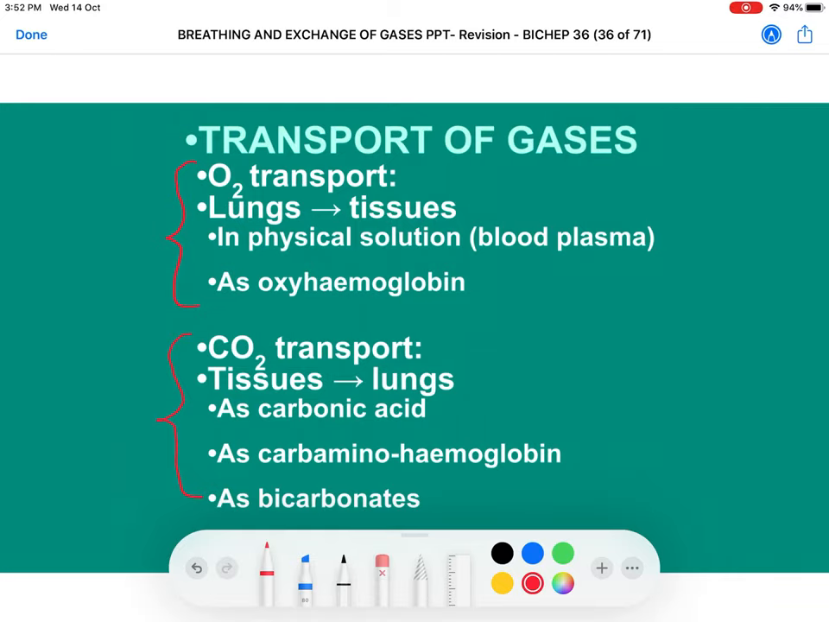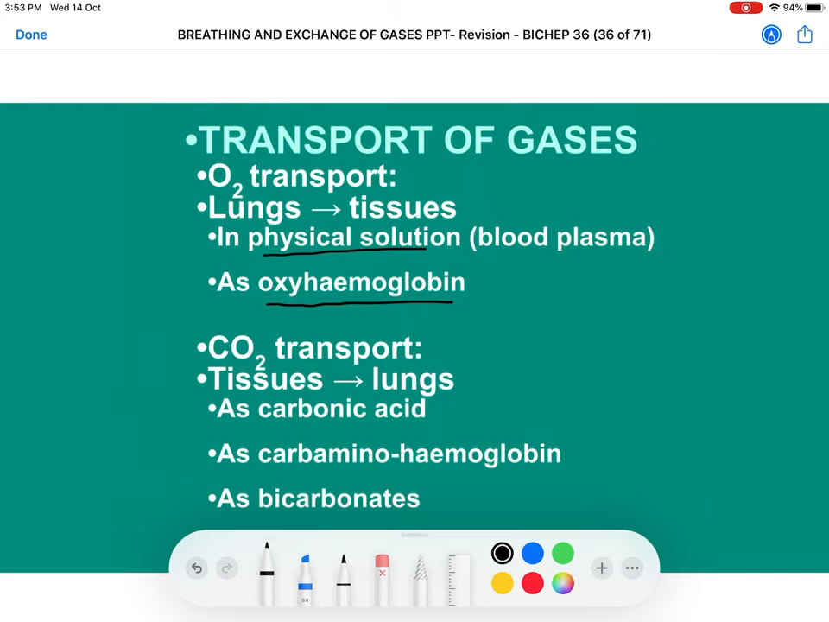If we remember and recall, we have already seen that the majority of the oxygen is transported in the form of oxyhemoglobin. A very little or negligible quantity of oxygen is transported through physical solution, that is, in the dissolved state. So hemoglobin is the adaptation for transportation of oxygen.